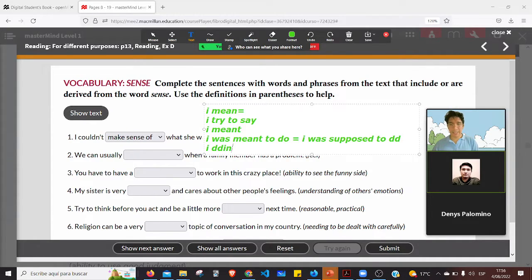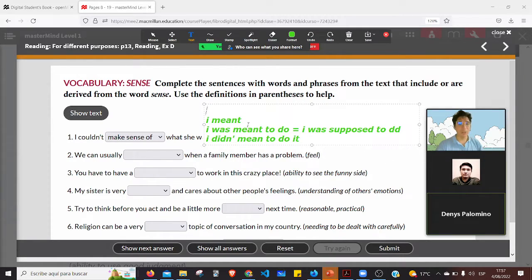Luego tenemos I didn't mean to do it. El mean es otro verbo muy usado. Mean significa tratar de decir, eso se entendió, ¿cierto? I mean, tratar de decir, ¿se entendió? Luego tenemos el I meant, que es el pasado de I mean, que sería yo quise decir.